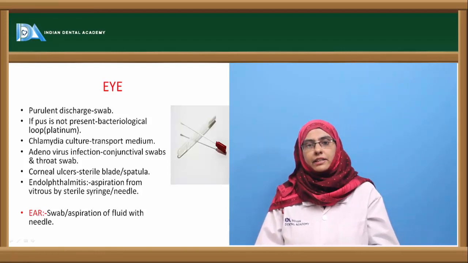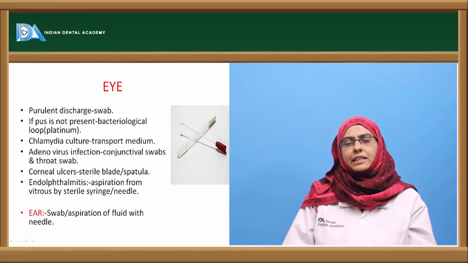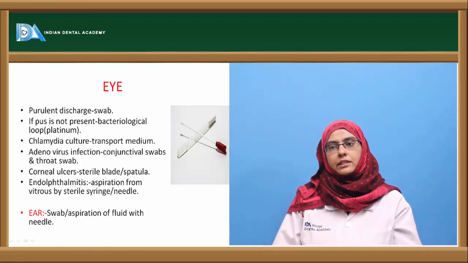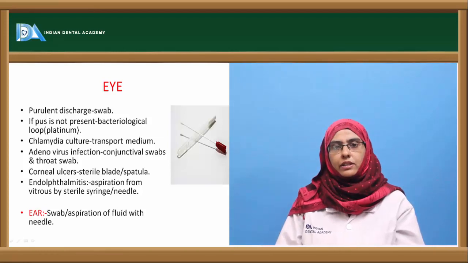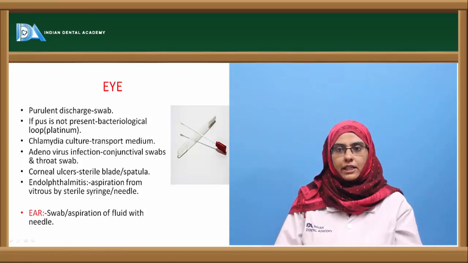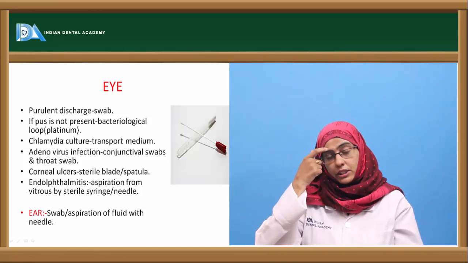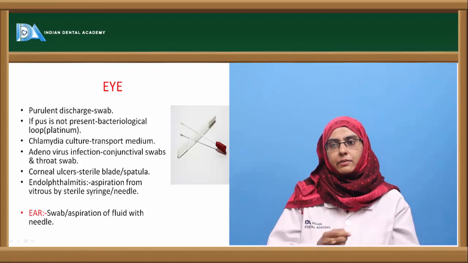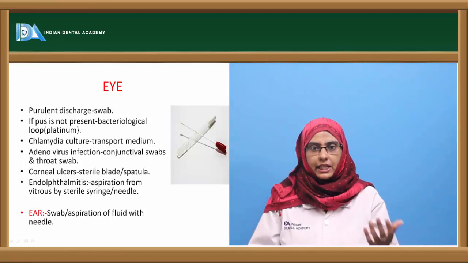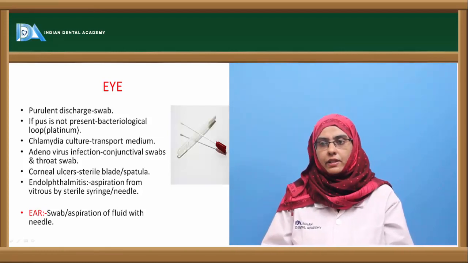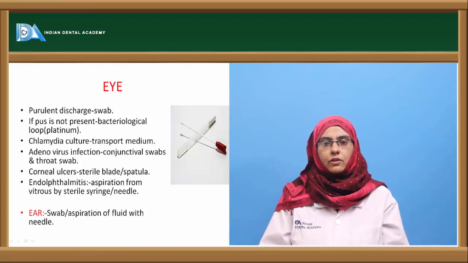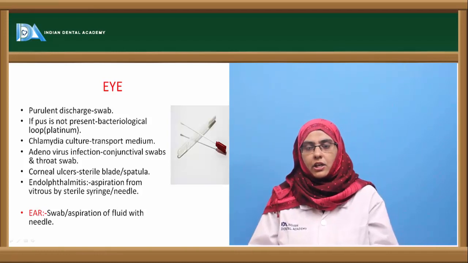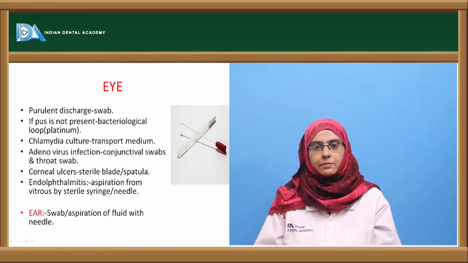Now in case of adenovirus infection, which is seen less often in eye infection, the method of choice is conjunctival swabs, or you can also go for throat swabs. And next is corneal ulcers. You can use a sterile spatula or a blade to collect a small amount of mass from that particular area to take it as a specimen. Now in case of endophthalmic infections, you can go for aspiration from the vitreous by sterile syringe or needle. So there are different methods to collect the specimen from the eye.